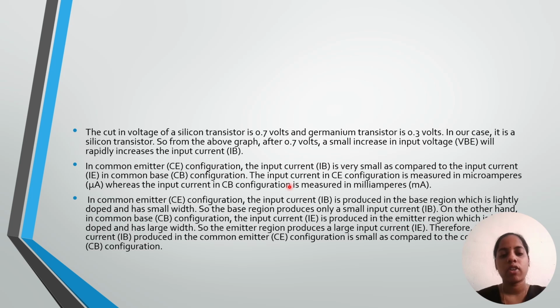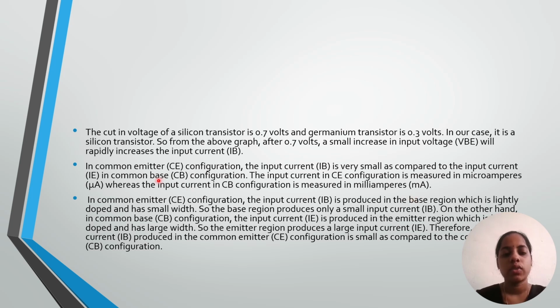In common emitter configuration, the input current is very small as compared to the input current in common base configuration. The input current in CE configuration is measured in microamperes, whereas the input current in CB configuration is measured in milliamperes.